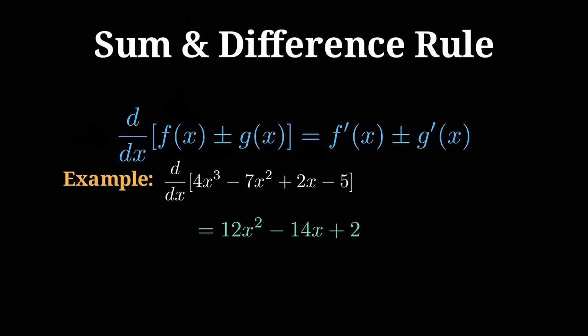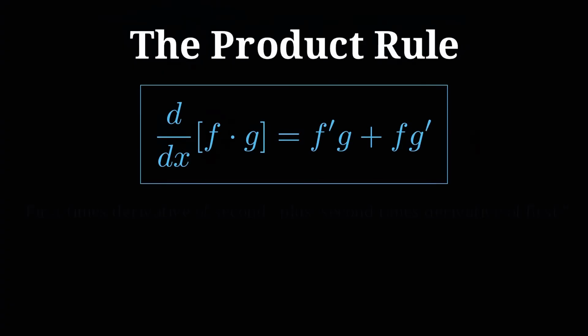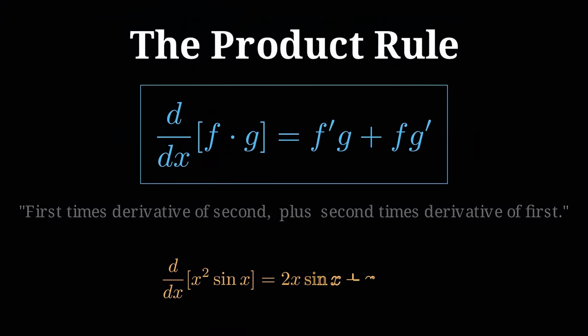For example, the derivative of 4x cubed minus 7x squared plus 2x minus 5 is 12x squared minus 14x plus 2. Three applications of the power rule, the constant multiple rule, and the constant rule, and you are done. When you multiply two functions together and differentiate, you cannot just multiply the derivatives. You need the product rule.